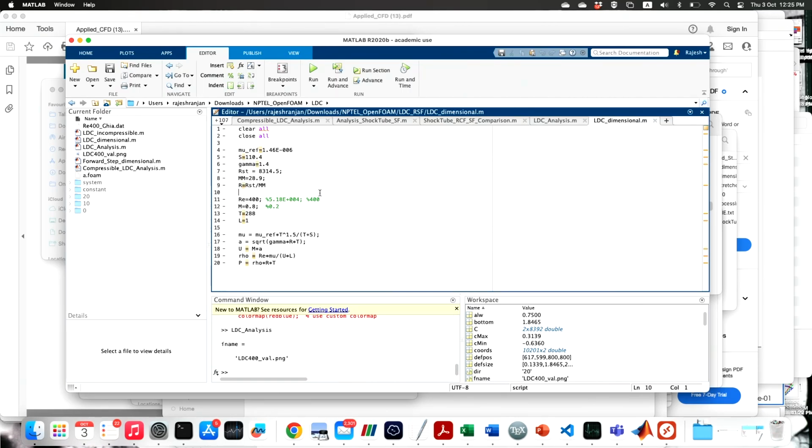Yeah, so this is a little MATLAB code. I am giving you the mu reference for Sutherland's law, gamma is 1.4, universal gas constant is 8314.5, molecular mass is 28.9. From the molecular mass and universal gas constant, you get the specific gas constant, which is R equal to R_universal by molecular mass. And then these are the conditions given.